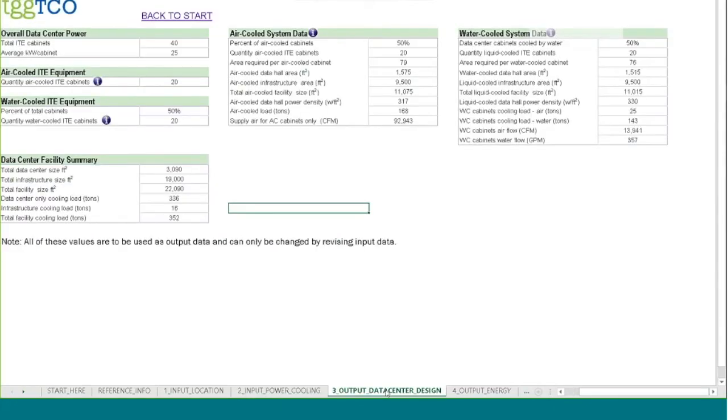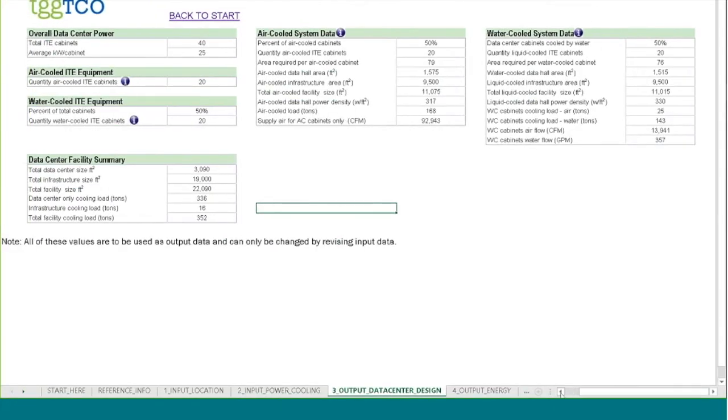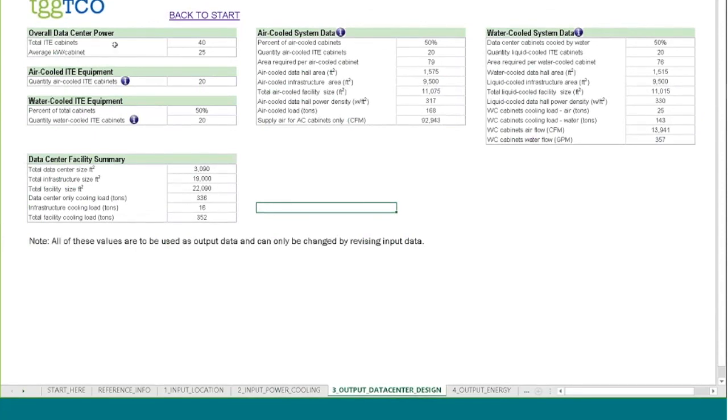Okay, so now to the output. These will go quicker. I won't go through these in as much detail. But for this sheet forward and the remaining sheets, there's nothing to input. There's no user input. What this is telling us, and some of this is just summarizing and parroting back, is the total load, the number of cabinets, et cetera. What is the quantity of water-cooled cabinets, et cetera.